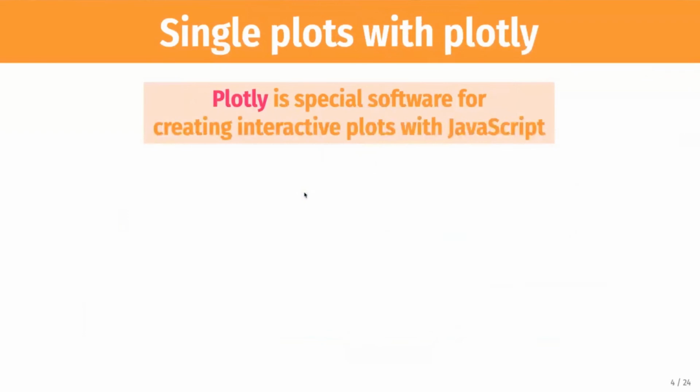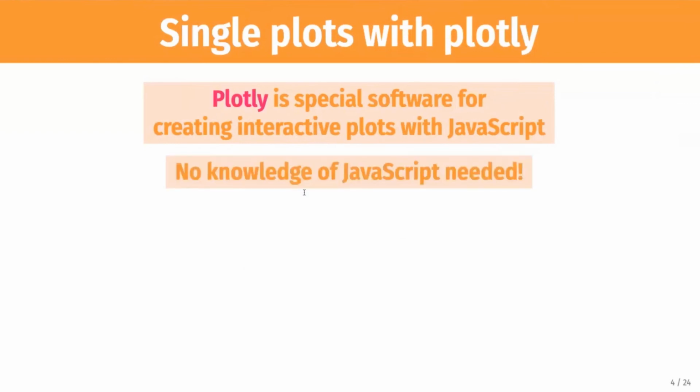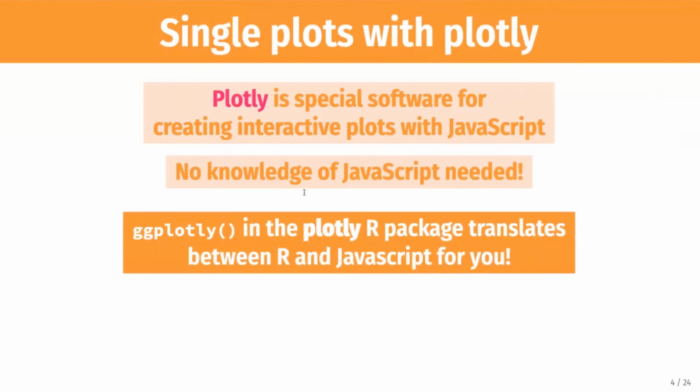Okay, so interactivity. Plotly is the easiest way to do this. Plotly is special software that people have written that makes animated HTML plots with JavaScript. Typically, you have to know JavaScript to make these things. And I don't know JavaScript, and I've played with it a few times, and it's miserable. So with Plotly, though, you don't need to know any JavaScript. The ggplotly package will translate your R code into JavaScript for you and make an animated graph.